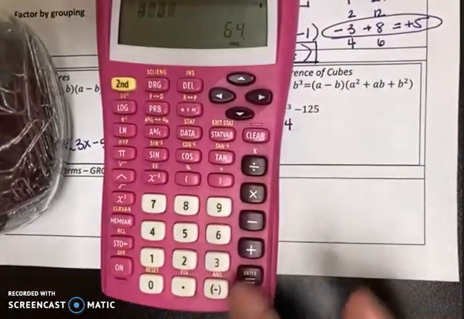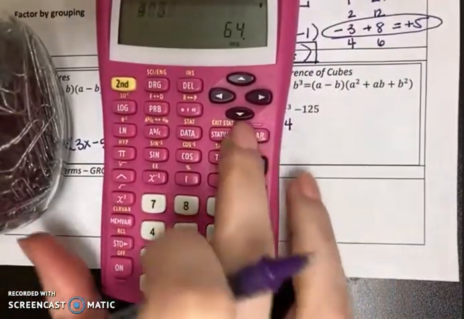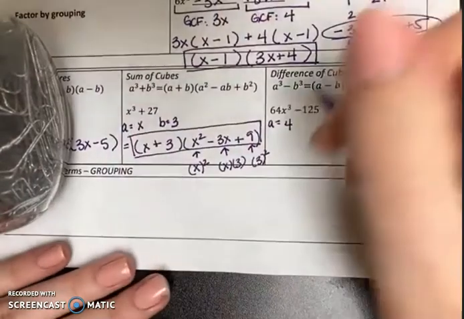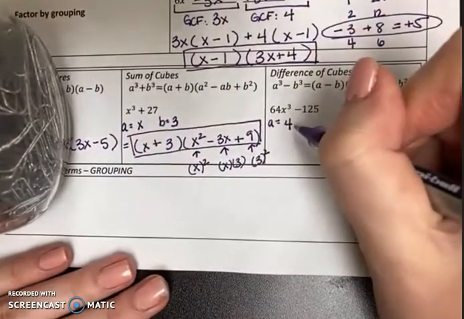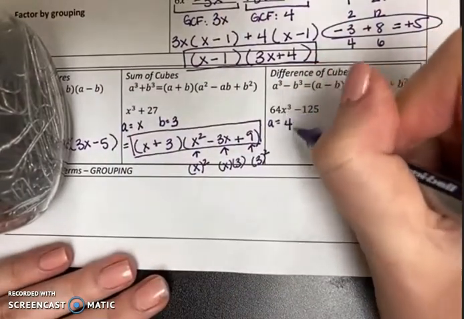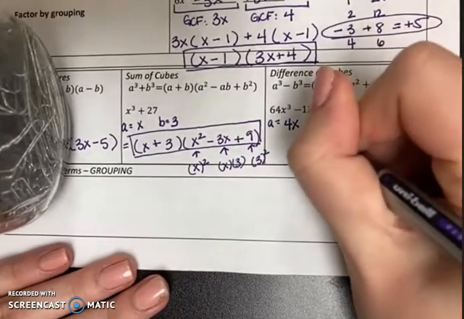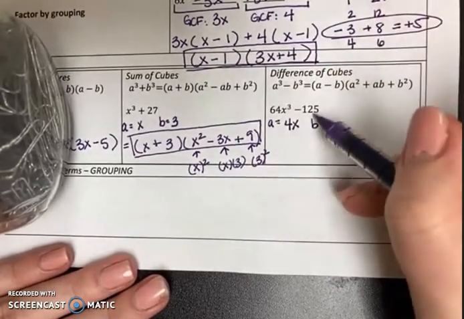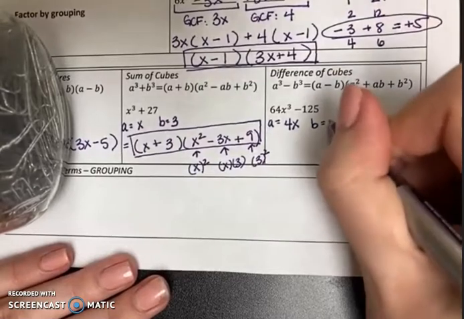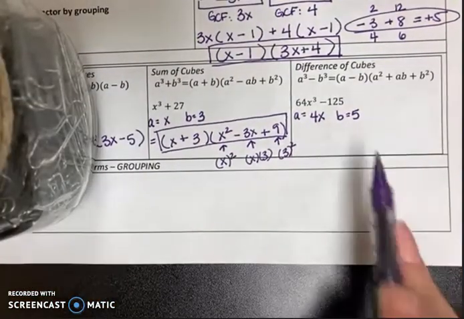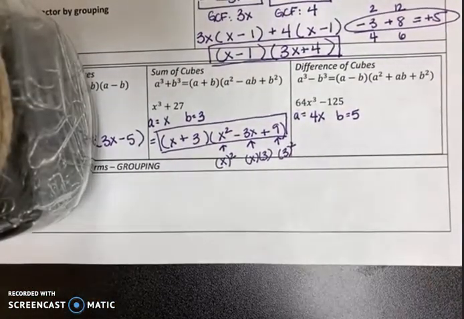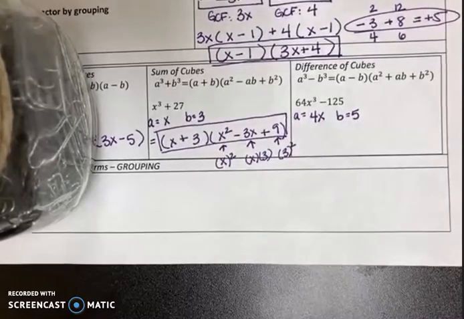4 cubed, yes, really is 64, so that works. And then it's not just 4. This is 64x cubed, so A would be 4x. For B, I need to ask myself what cubed would give me 125. And 5 cubed is what would give me 125, meaning B is 5.